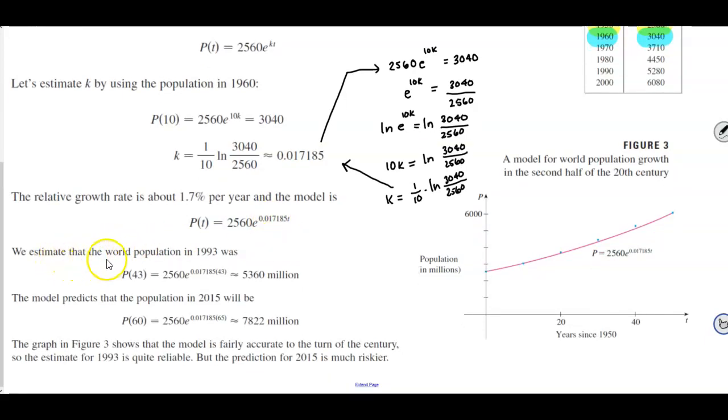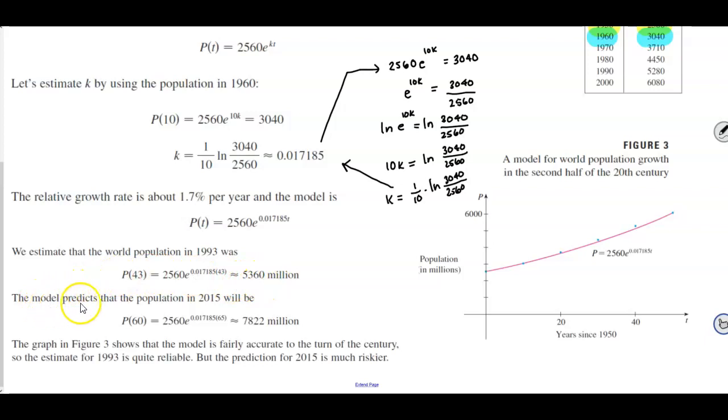Now we estimate the world population in 1993. So how many years have gone by since 1950? Well, we're going to take 1993, subtract 1950 to get 43. And so P of 43 is going to equal 2,560 e to the power of 0.017185 times 43, which is approximately 5,360 million.